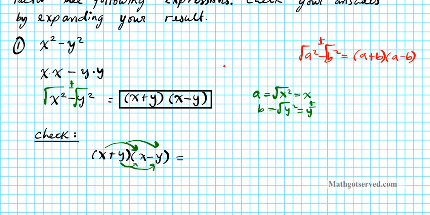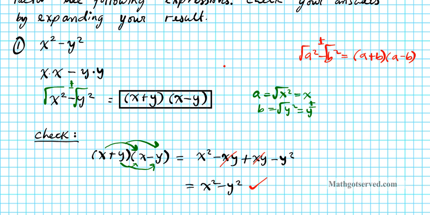So if we do that, x times x is x squared. X times y is negative xy. This first outer. Inner is going to be y times x, which is plus xy. And then y times y is negative y squared. These two terms in the middle are opposite, so they add up to 0. So your final answer is x squared minus y squared. Now, does this match what we started with? It absolutely does. So that means that our answer is correct. All right, so there you have it.